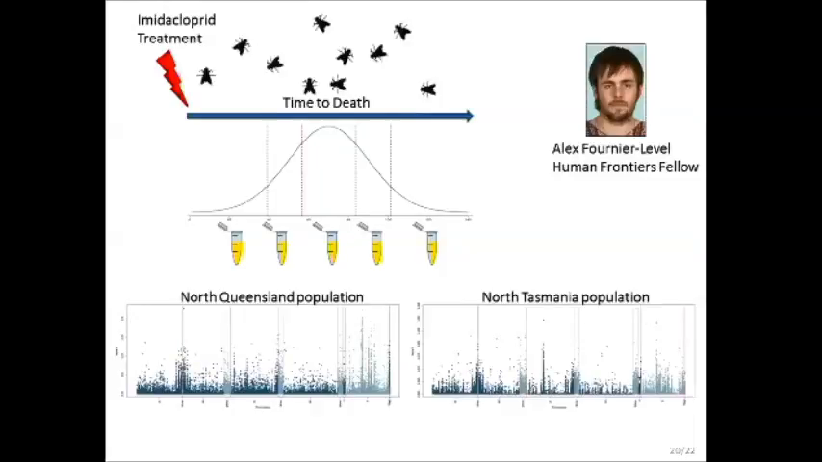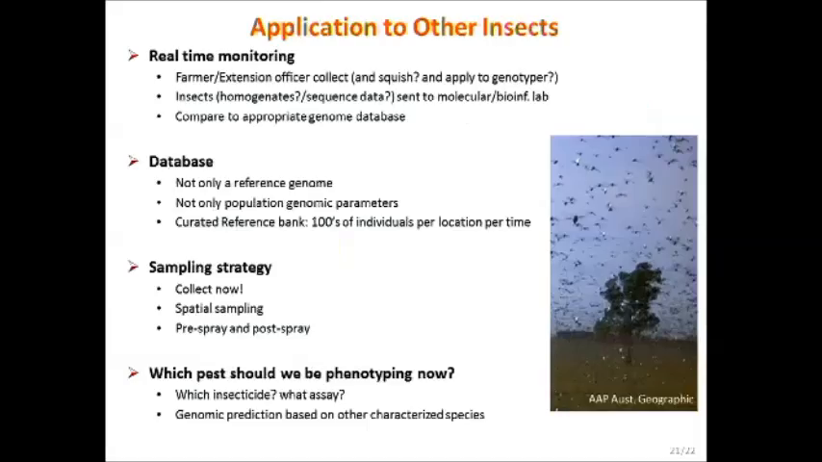And this is very preliminary and early stuff, but one of the strongest peaks in two of the populations that we've looked at is actually a nicotinic acetylcholine receptor. And that's what imidacloprid acts on. So we're really buzzed about this. This is really confirming that our method's working quite nicely. So that's where our research has taken us so far.